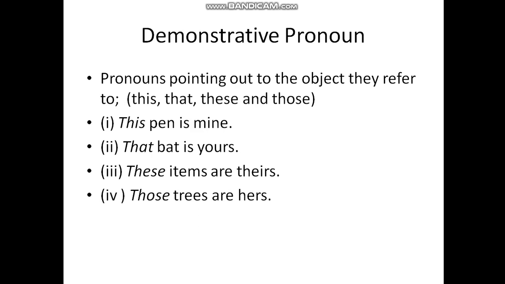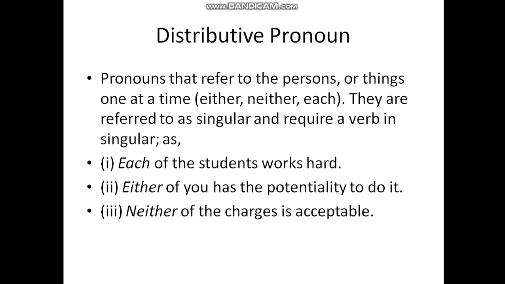Then the demonstrative pronoun is another category or group of pronouns that point out the object they refer to. Examples are this, that, these, those, etc. This pen is mine, that bat is yours, these items are theirs, and those trees are hers. Here again, this, that, these, those, that have been written in italics are the examples of demonstrative pronouns.